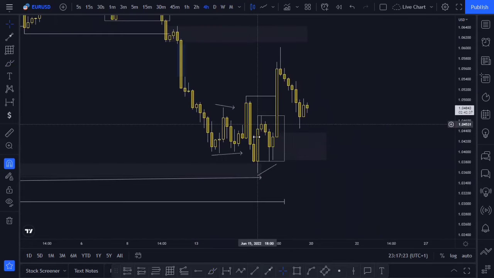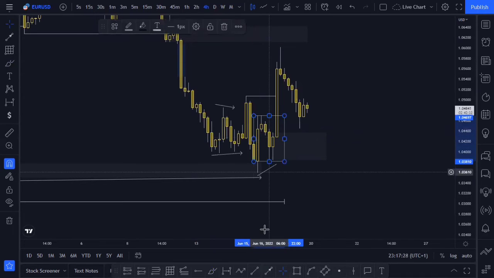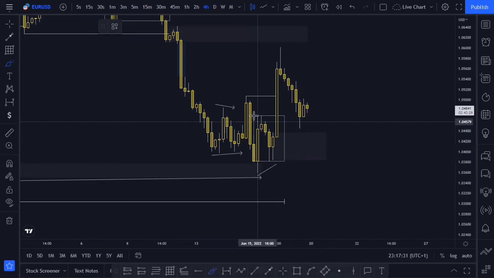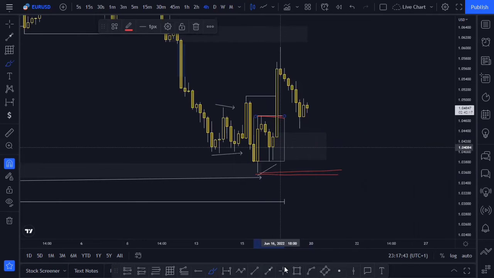So we have our demand zone from this high to this low. This is our whole demand zone, or this is more refined. This is just an inside bar. So these are supply zones.